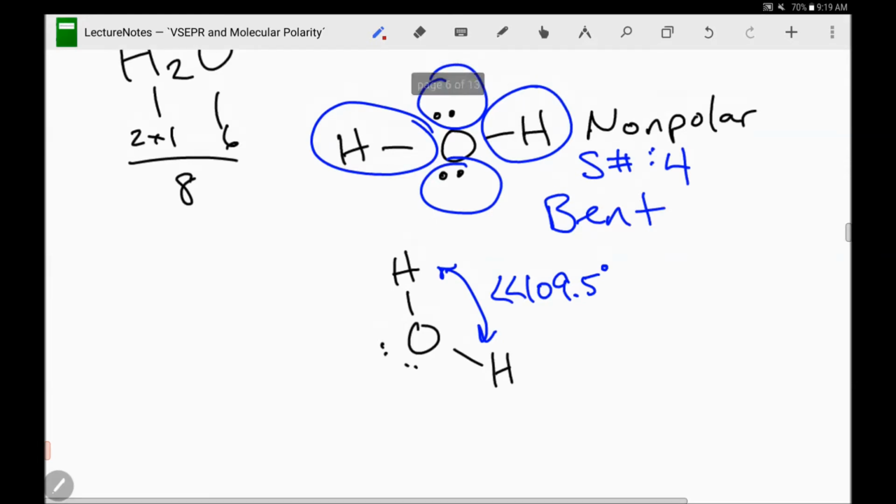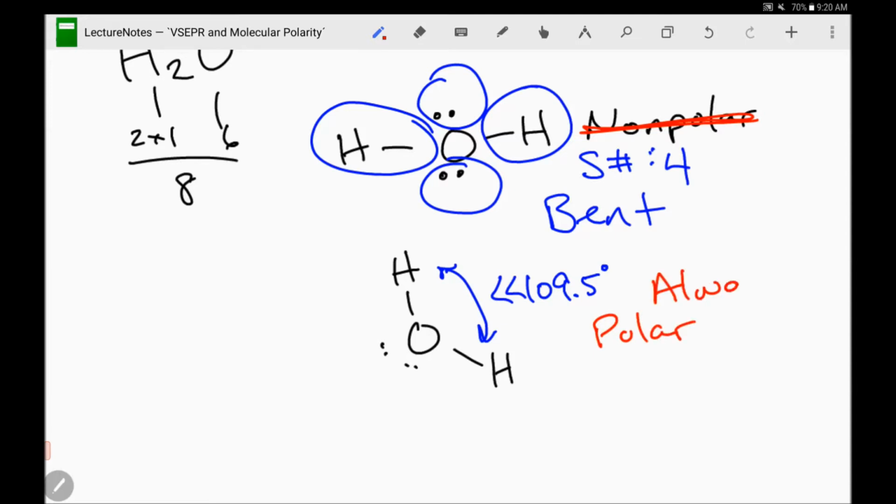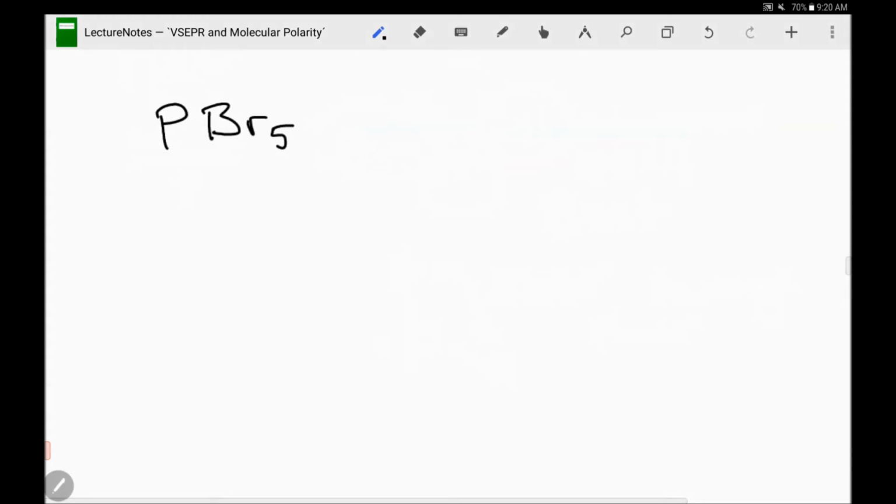Now this molecule isn't symmetrical at all. It's not nonpolar. It's polar. It's always polar. A bent geometry is always polar. That's important for water. It gives it all kinds of properties. Here's where things start to get really exciting.